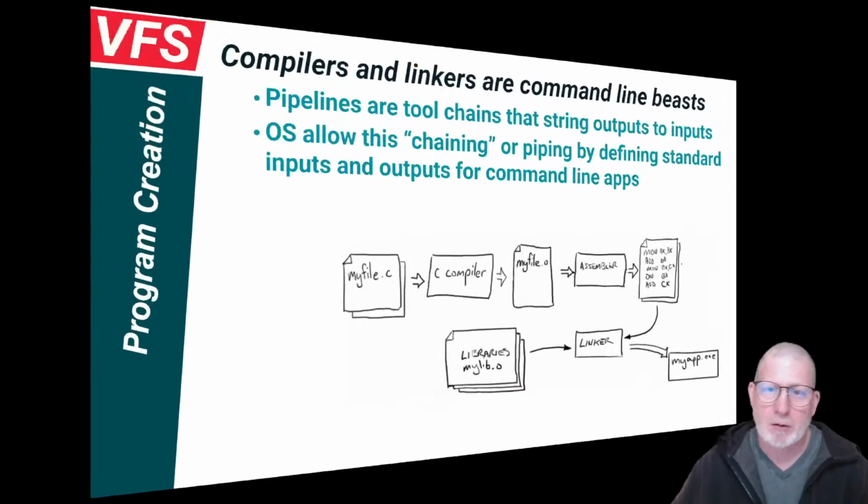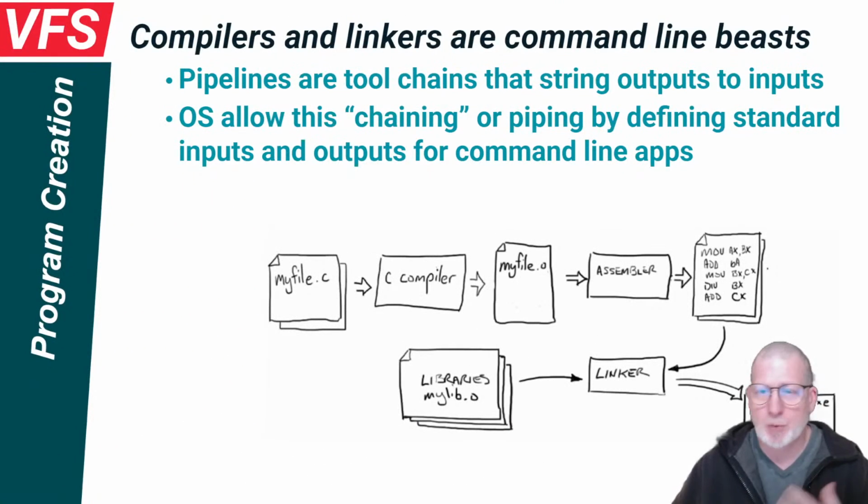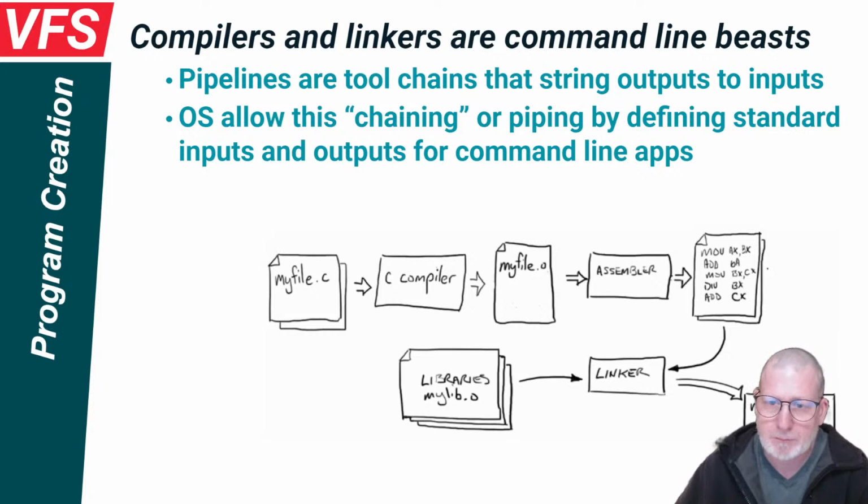All compilers and linkers work this kind of same way. We've got all the different files that make up our program. We run them through the compiler, which generates these intermediate files, and we assemble and link all of the pieces together into your executable.